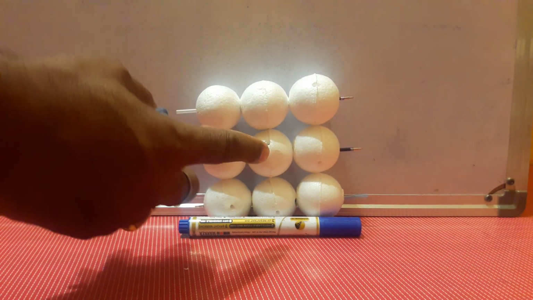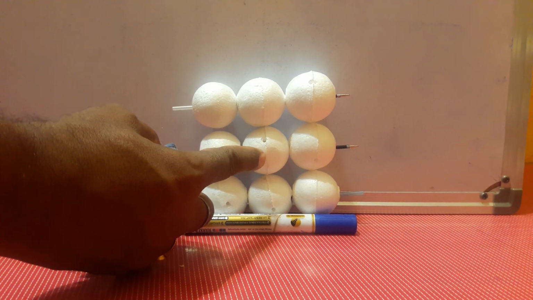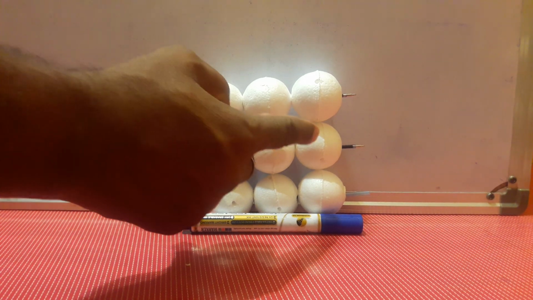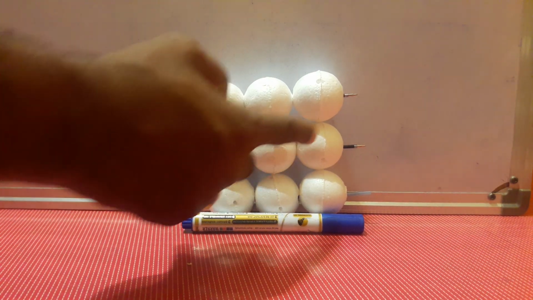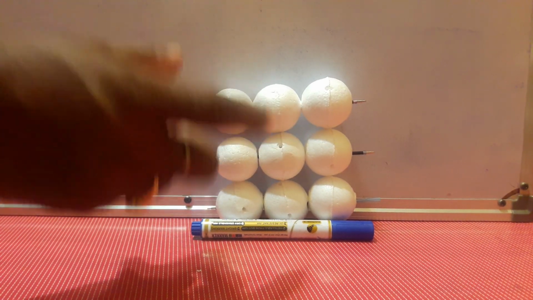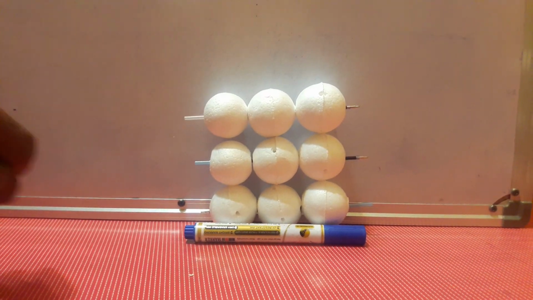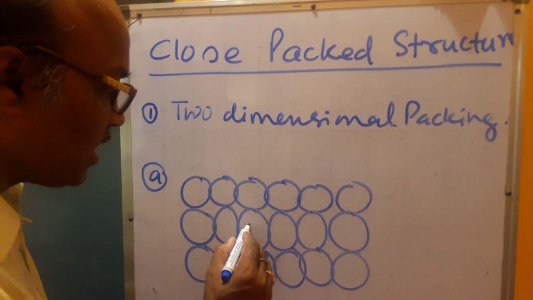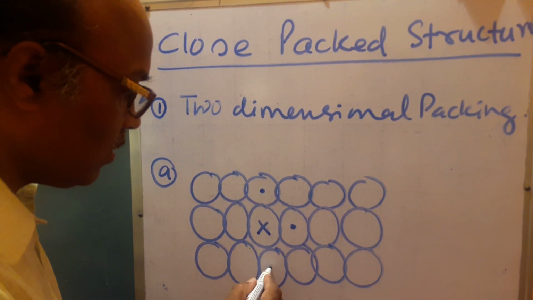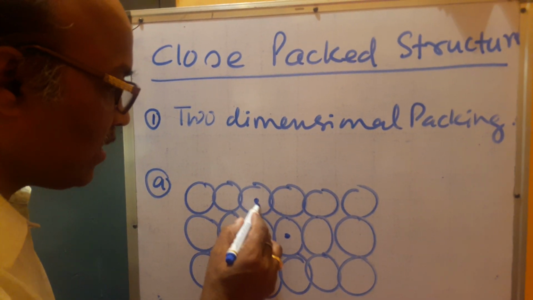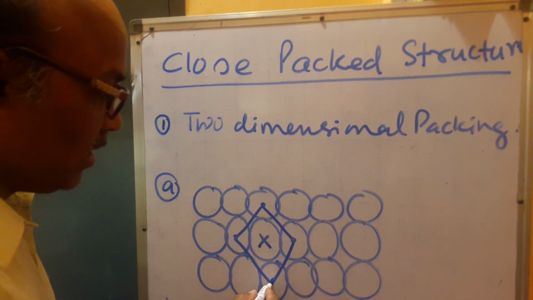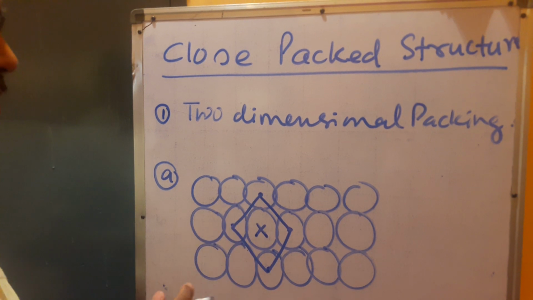If this is the point under consideration, this point is joined to 1, 2, 3 and 4, four points. When you join the centers of these spheres, we get a square. So this is called square close packing. Mark this point X; it is joined to points 1, 2, 3 and 4. When the centers are joined, we get a square plane, therefore it is called square planar arrangement.